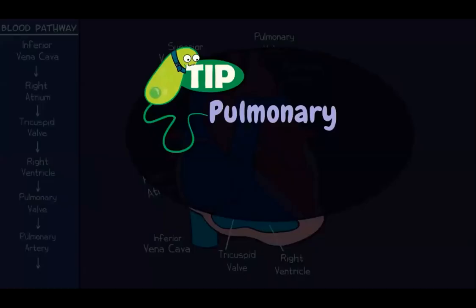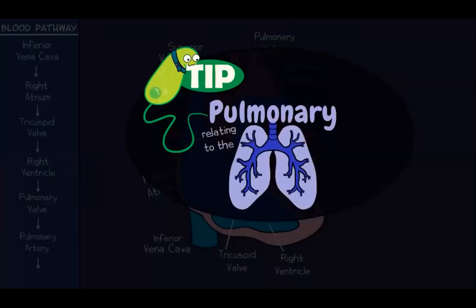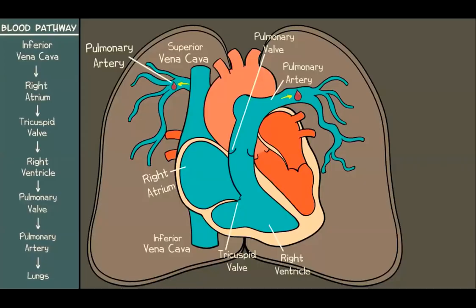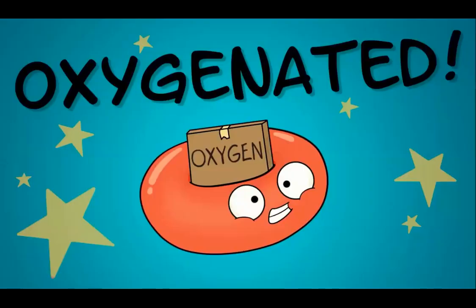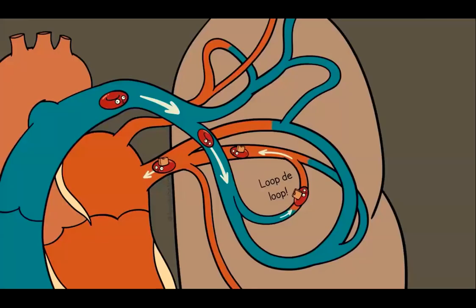By the way, when you see the word pulmonary, it likely involves lungs. The pulmonary artery takes blood to the lungs. The lungs are where red blood cells in the blood will take on oxygen and release carbon dioxide. Now this blood is oxygenated. It needs to return to the heart so that the heart can pump it throughout the body.